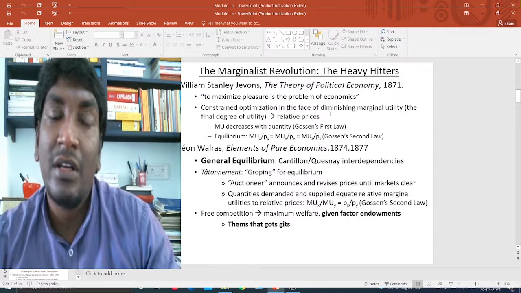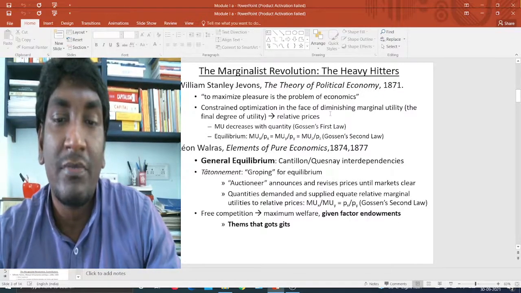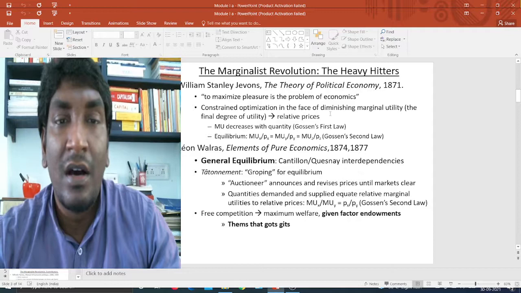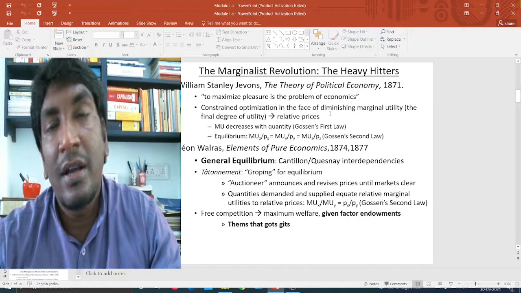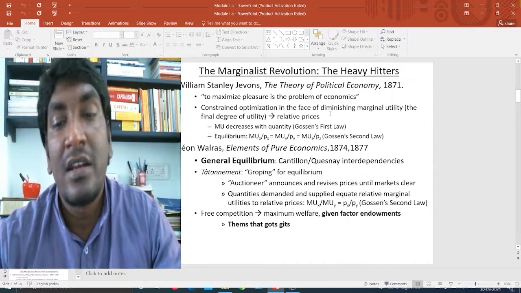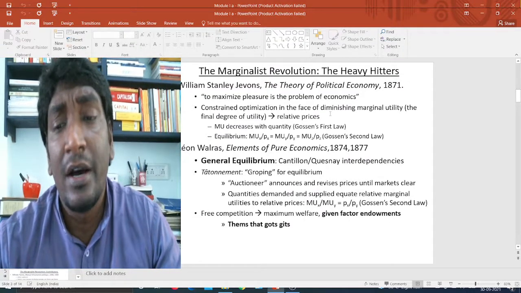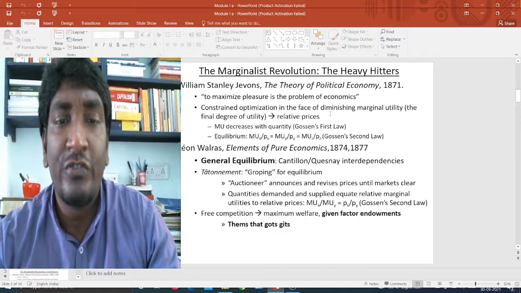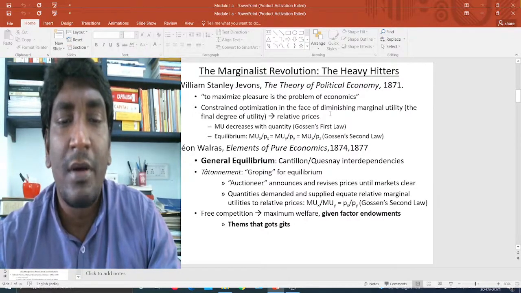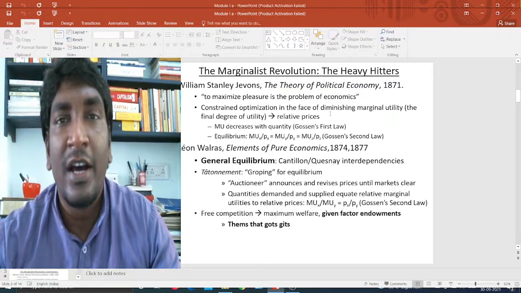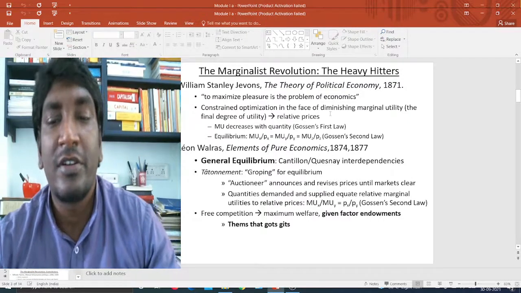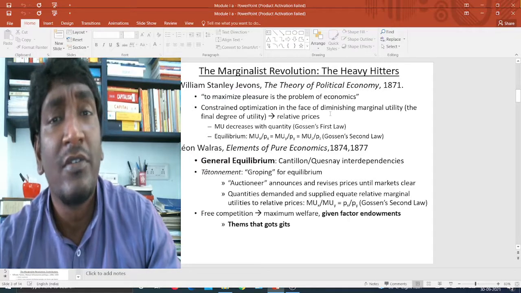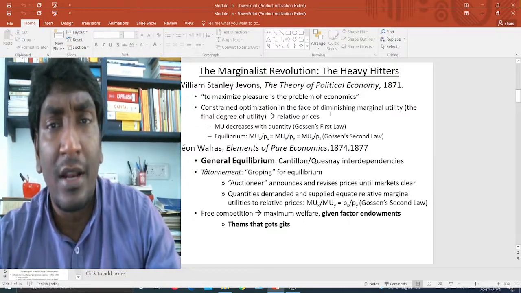All right. Then it comes to the general equilibrium case, Leon Walras' Elements of Pure Economics, that is in 1874, and later in 77. For general equilibrium, he basically drew from Cantillon and Quesnay. Interdependencies were brought in, and he formulated his theory of general equilibrium, where he discussed the tatonnement grouping of equilibrium. He introduced the idea of an auctioneer who announces a revised price until the market clears. These are all important concepts which economics uses these days, even for formulating many new technical concepts.